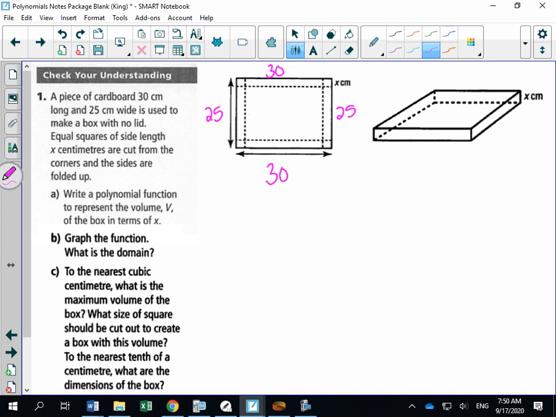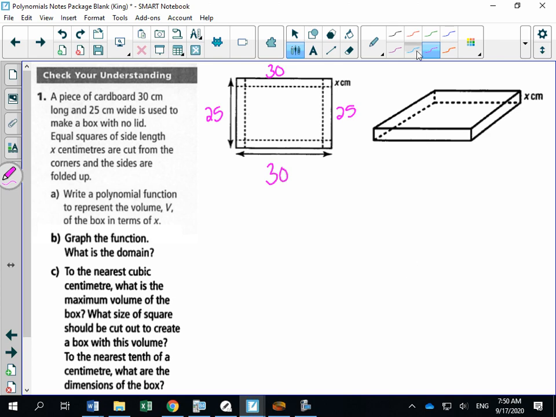And then they want to cut out these little squares from this cardboard. So they want to cut out these little squares. And if you cut out these 4 little corners, they're going to fold these sides up and it's going to make a lid. Okay, so it says each square of side length X are cut from the corners, and then these lengths are going to be folded up and you're going to have a lid.